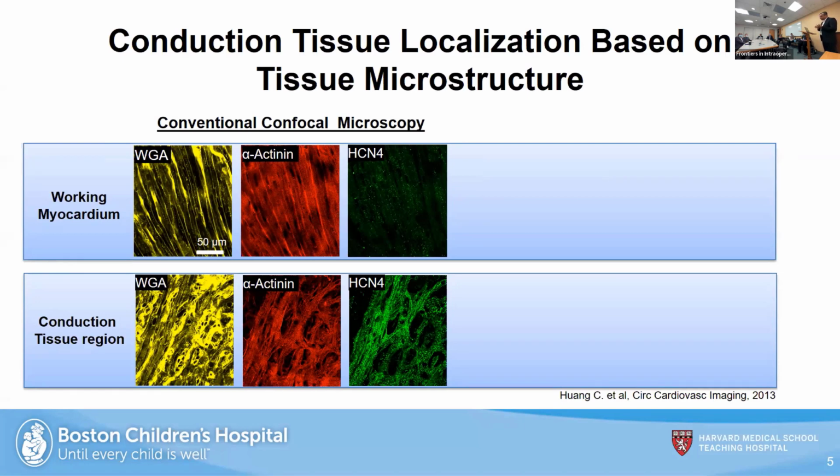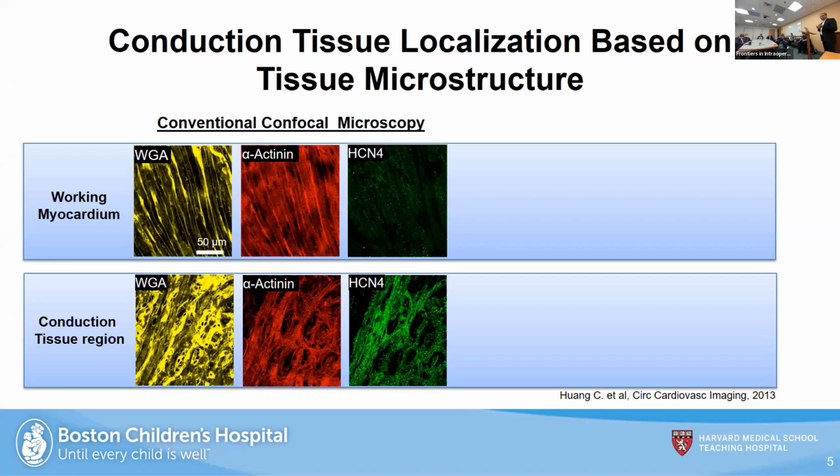WGA binds to the glycoconjugates of the extracellular space and thus highlights the cellular architecture of the tissue. Next, they were also simultaneously stained with alpha-actinin, which is a marker for cardiomyocytes and stains both the conduction as well as the regular myocardium equally. And the third stain was HCN4, a specific ion channel used as a marker that is positive only for identifying the conduction or nodal tissues.